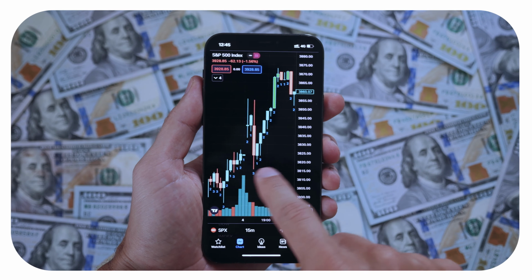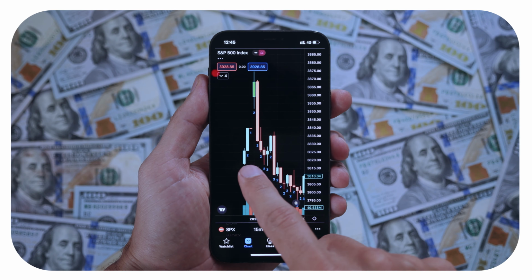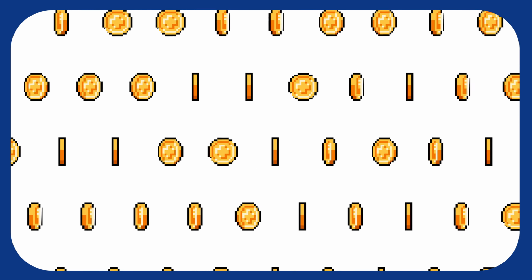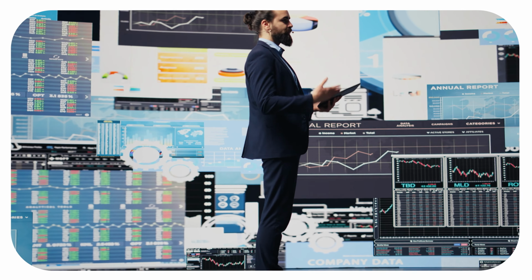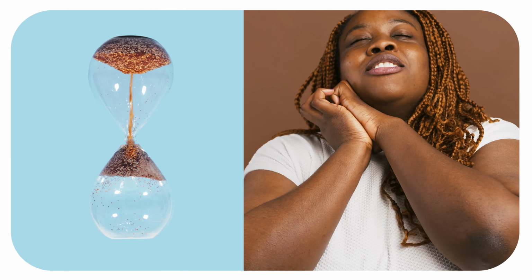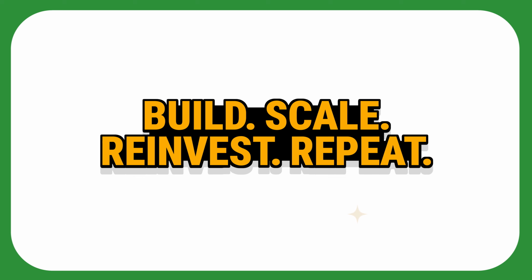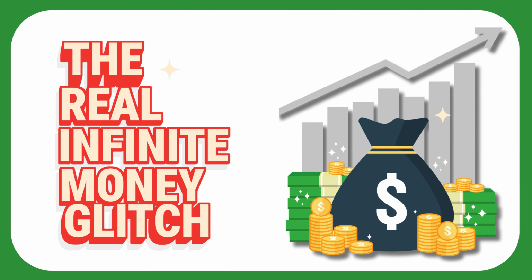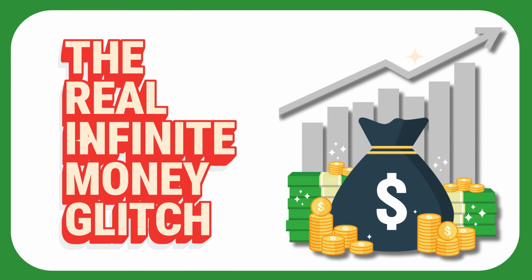The infinite money glitch is not 100 times leverage trading, meme coin gambling, passive income with zero work, buying random courses, or waiting for motivation. It's delayed gratification, consistency, it's ownership. Build assets, scale them, reinvest, repeat. That's the real infinite money glitch.